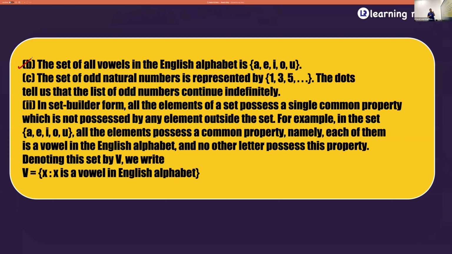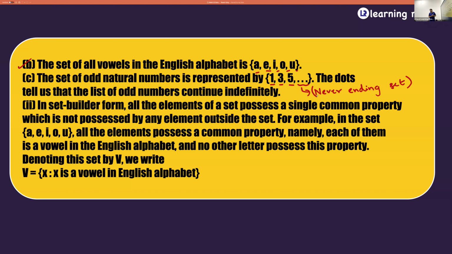The set of all vowels in the English alphabet is given as {A, E, I, O, U}. Similarly, the set of odd natural numbers is represented as {1, 3, 5, ...}. Right? So what do these dots tell us? These dots tell us that it's a never ending set. Next. So this is all about the roster form.